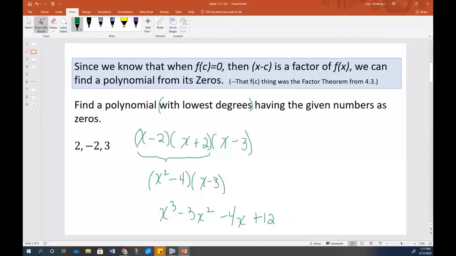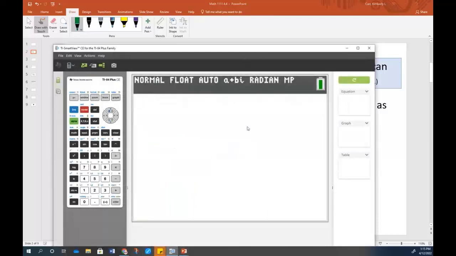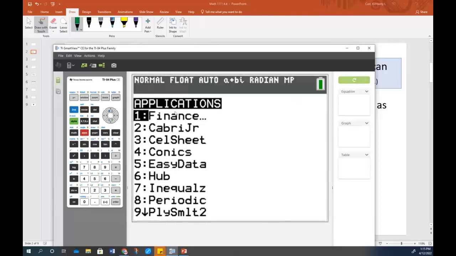However, sometimes you just aren't quite confident you multiplied everything together correctly. So I want to give you a tip on a way that you can check this with your graphing calculator. On your graphing calculator, if you hit apps, you may have a different listing of apps. You might need to scroll down further, but you're looking for something that looks like this last one. I tend to call that polysmult. I know that's not actually a word, but you can see where I might get that pronunciation.